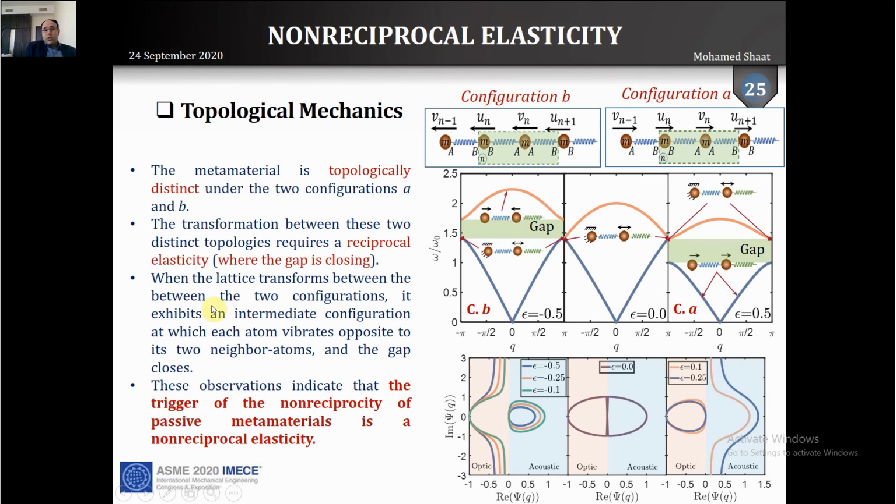This can be further demonstrated by observing the transformation from configuration B to configuration A. This requires closing the gap, as shown here in this transition state in the middle. And the closing of the gap happens under only one condition: that reciprocal elasticity is achieved. So there is non-reciprocal elasticity here, and another non-reciprocal elasticity here, which represent two different topologies, and the transition between them requires closing the gap and achieving reciprocal elasticity. So these observations indicate that the trigger of non-reciprocity in static systems using passive metamaterial is non-reciprocal elasticity.